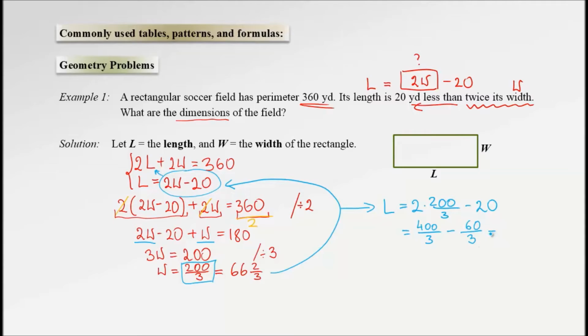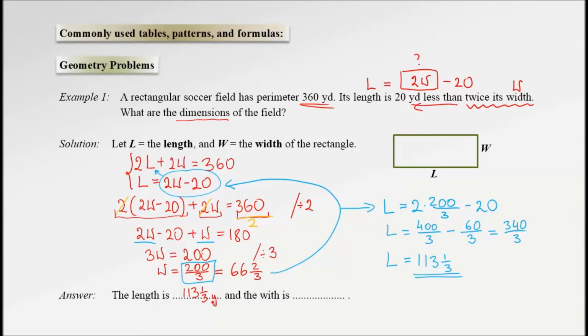Okay, and now we are ready to finish. 400 minus 60 is 340 over 3. So finally L equals 340 over 3, which is 113 and 1/3. Okay, so we have both dimensions. Now it's time to answer the question. The length of the soccer field is 113 and 1/3 of a yard, and the width is 66 and 2/3 of a yard. Is this answer reasonable?